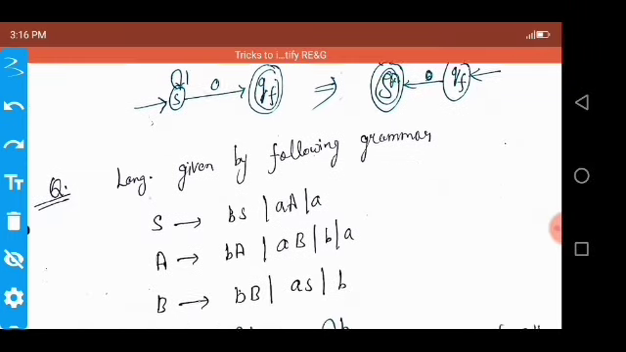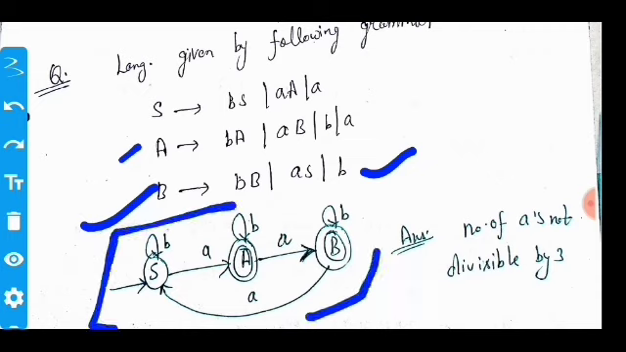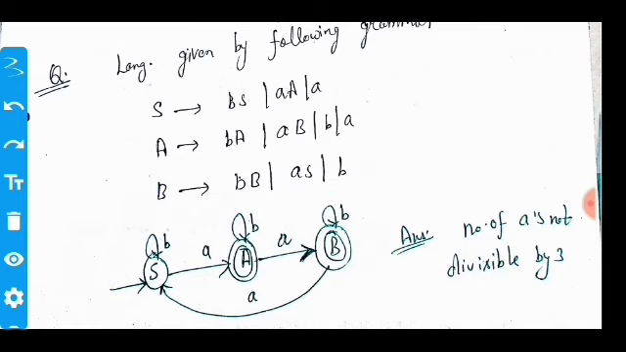The language given by the following grammar. Here the grammar is given as S produces bS or aA or a, A produces bA or aB or a, and B produces bB or aS or b. The total number of a is not divisible by 3. After drawing the transition diagram from the production rules, we got this: when we give b it comes to S. When we give a it goes to A, and A is also individually given, so we consider A to be a final state.